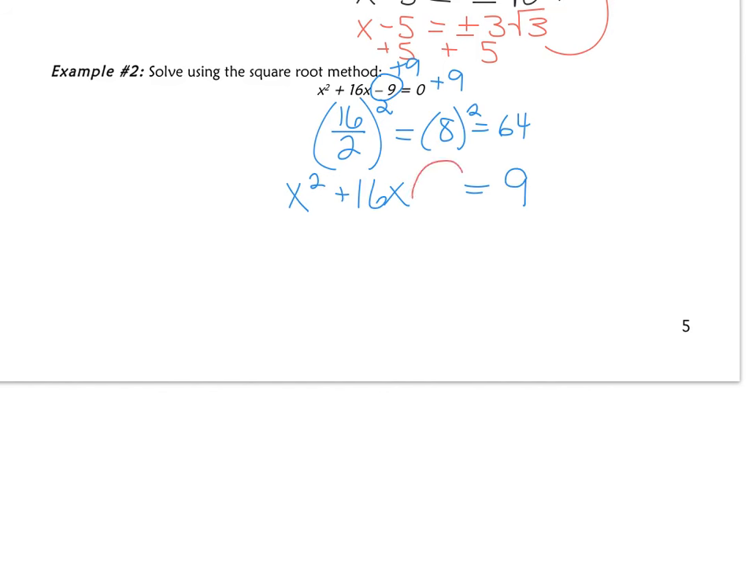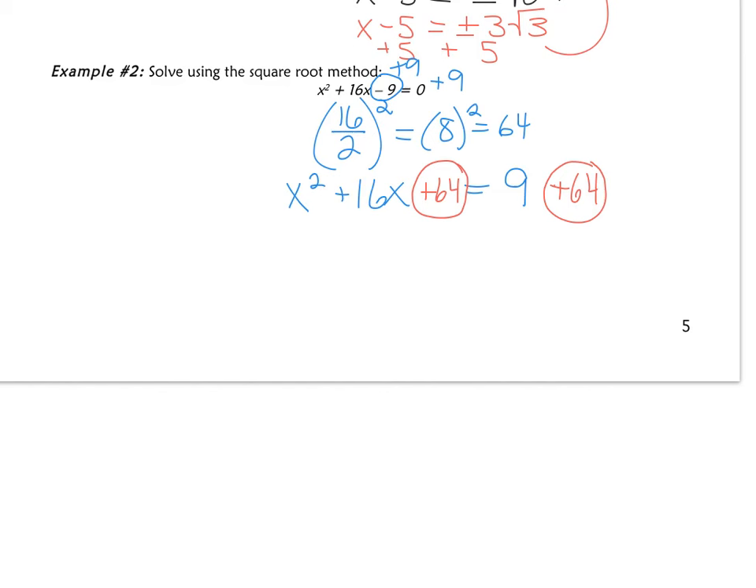Now I need to add in that special number that I said. And so it's 64, and I add 64 on this side. But hopefully you all realize that I cannot just add something to one side of an equation and not to the other, or not do anything to the other side. Equations have to remain balanced. So whatever I do on the left side, I have to do on the right side. So I'm going to add 64 to the right as well.